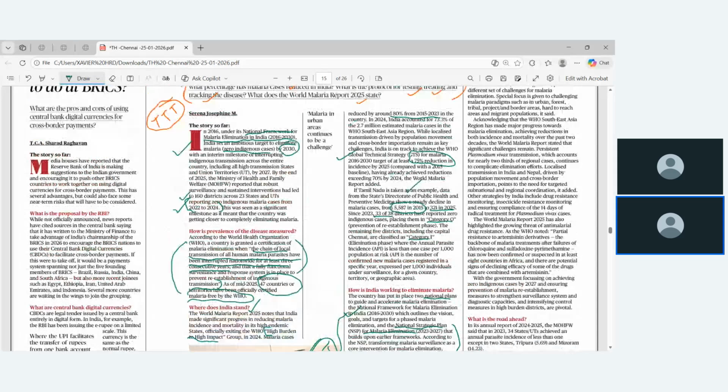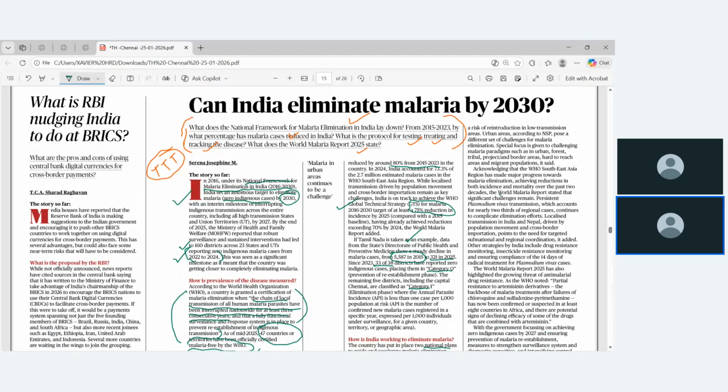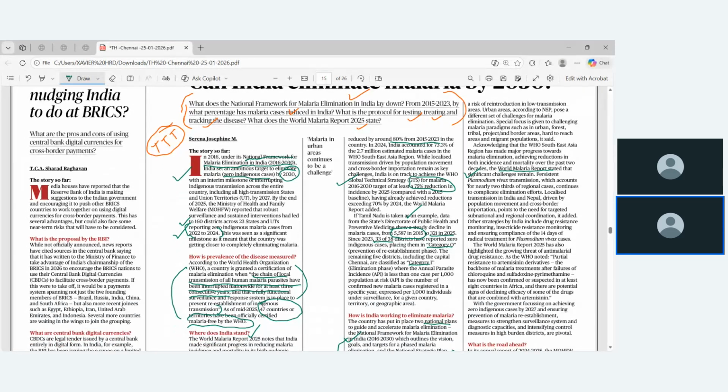Another point: the World Malaria Report states that significant challenges remain. So what are the challenges? The persistent Plasmodium vivax transmission. In the introduction, I said there are 5 different Plasmodium parasites. Among the 5, Plasmodium vivax is one of the highly threatening parasites. That is one of the main challenges because of its persistent transmission, accounting for nearly 2/3 of the regional cases.